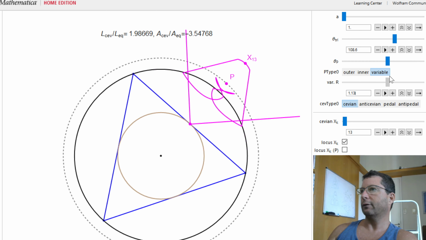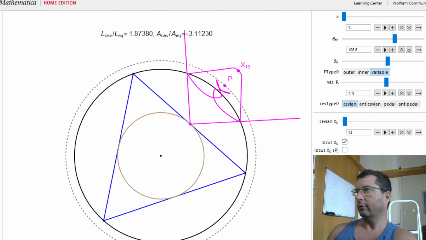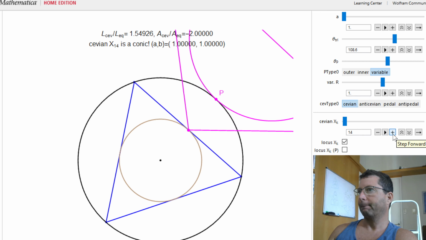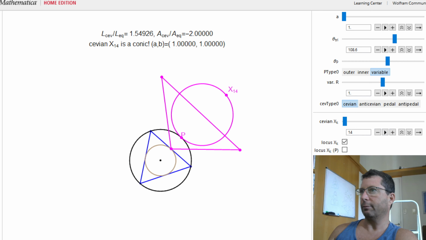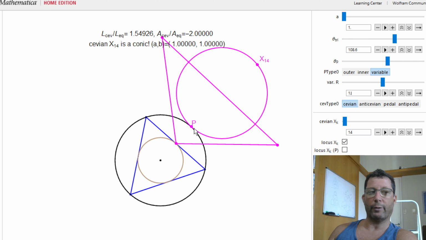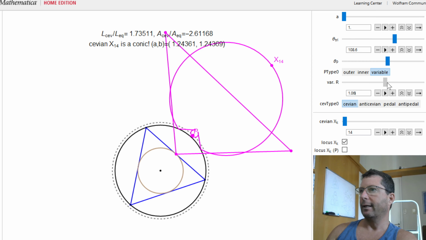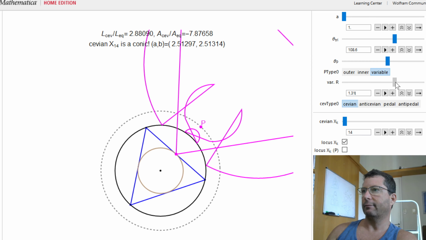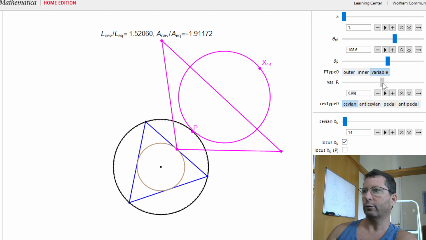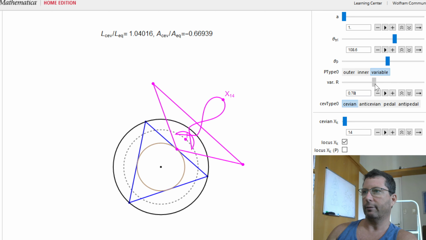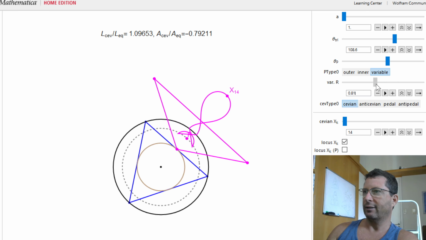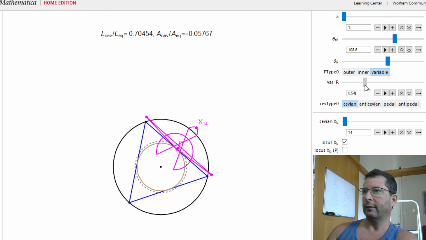Okay, how about X14? Let's start X14 on the outer. So recall that X14 in this case was a beautiful circle tangent to the circumcircle at P and of the same radius, right? So what happens when I move P outwards? It loses its simple circularity, and in fact it creates some additional features here that we're not going to go into. Going inwards, also it becomes this complicated, ghostly, sinuous curve.